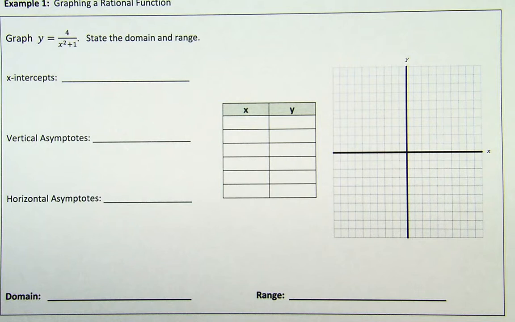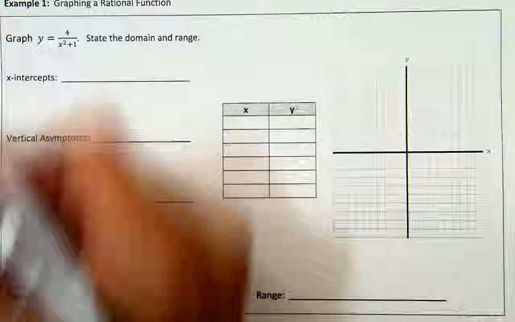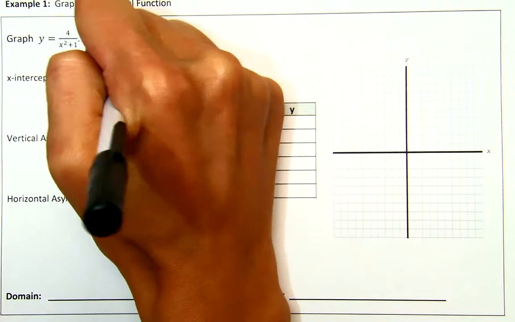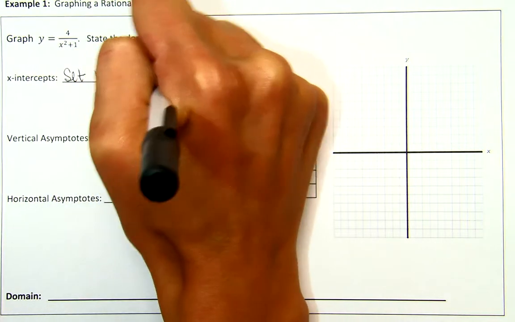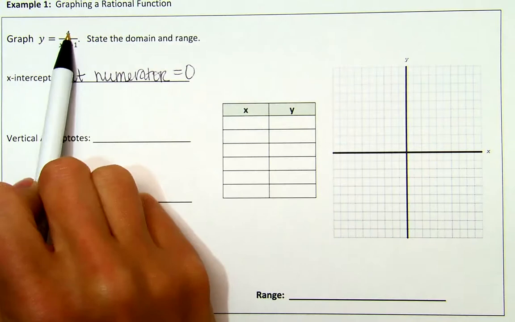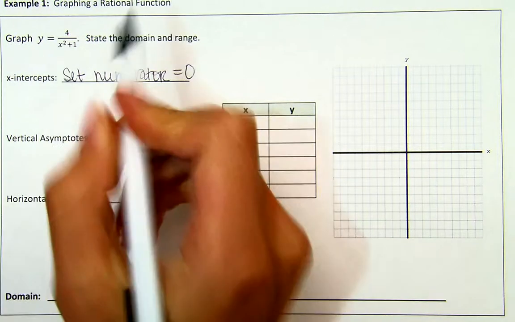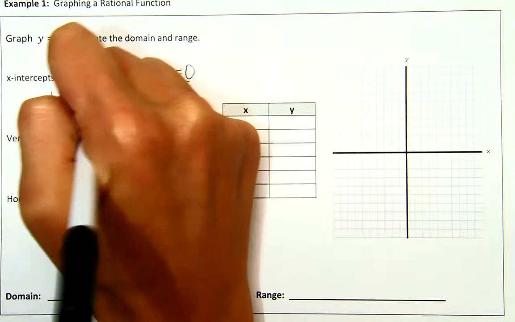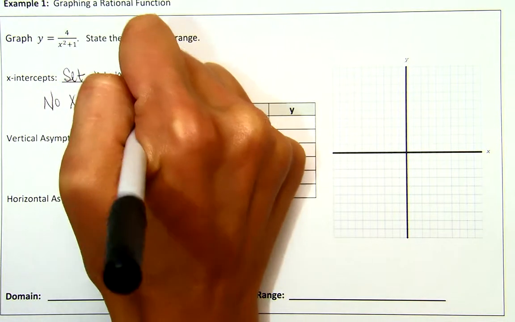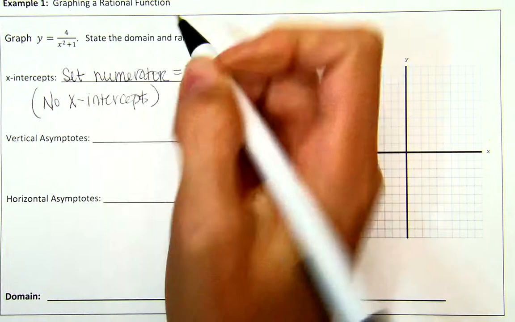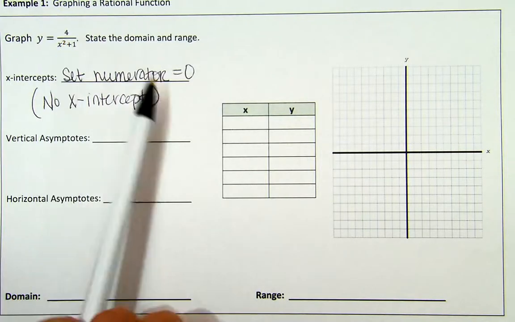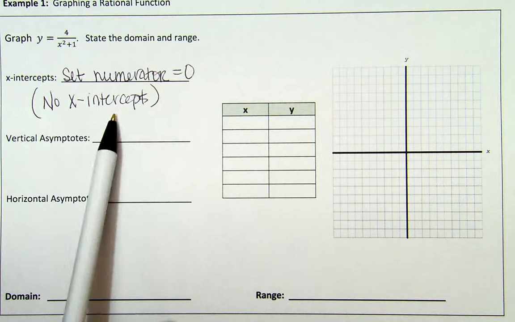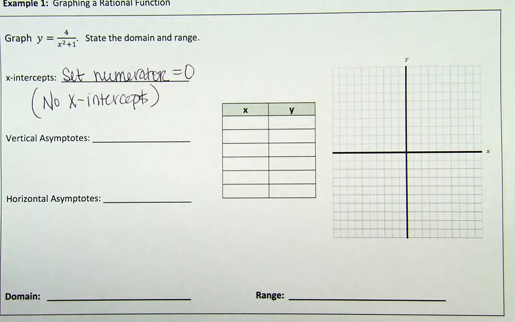Okay, so the first thing we're going to do is start off by finding our x-intercepts. And again, x-intercepts are found by setting our numerator equal to 0 and then solving. So if we set our numerator equal to 0, since it's 4, there is no variable, therefore we have no x-intercepts. So since our numerator has no variable, we can't set it equal to 0, we have no x-intercepts that are going to be part of this graph.